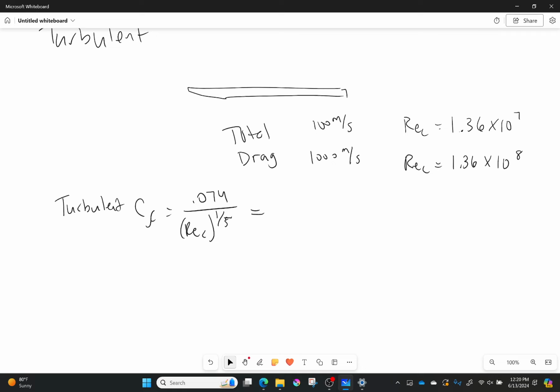Okay, so we have 0.074 all over 1.36 times 10 to the 7th, to the 1/5 power, goodness. Gotta be careful. And so this would be equal to 2.77 times 10 to the -3rd.